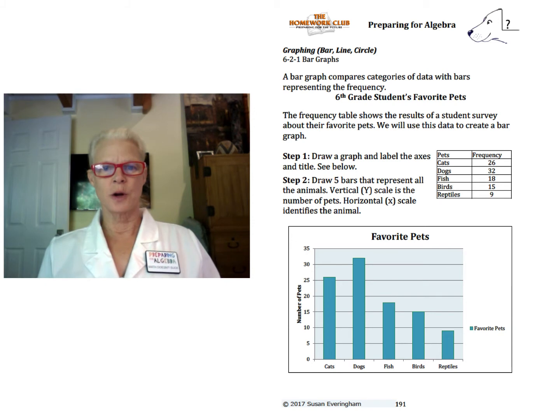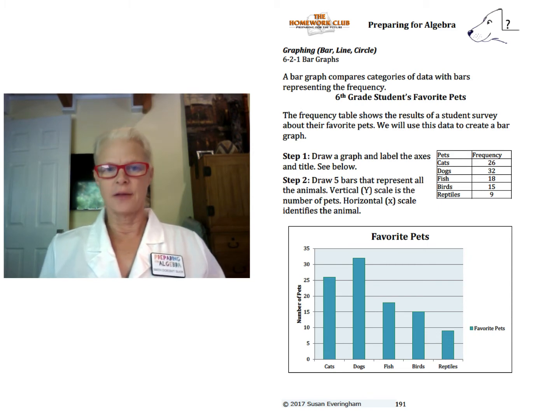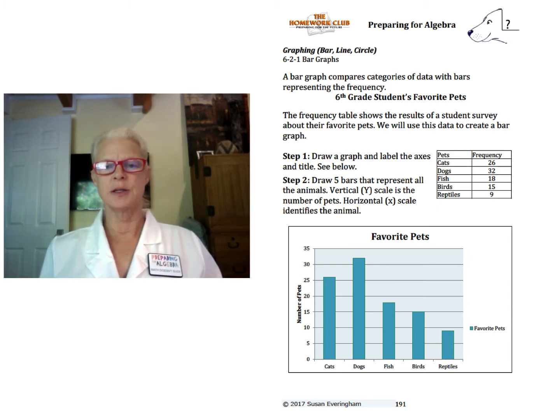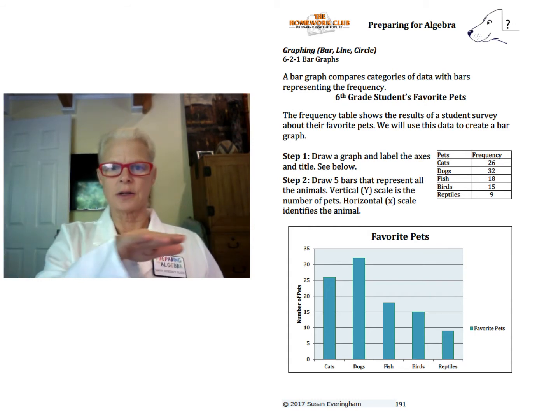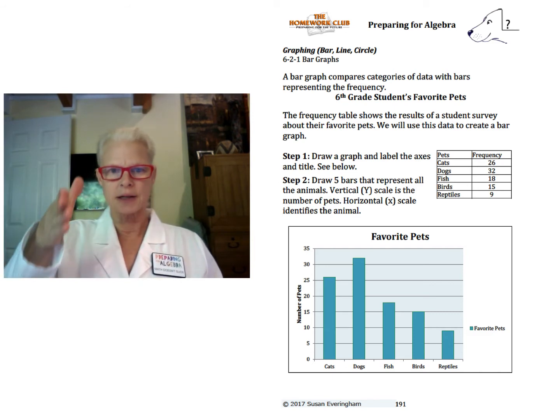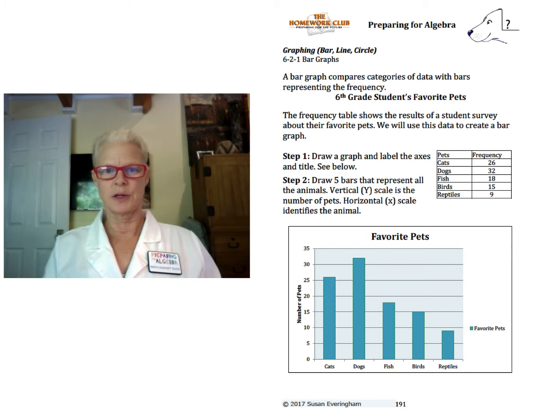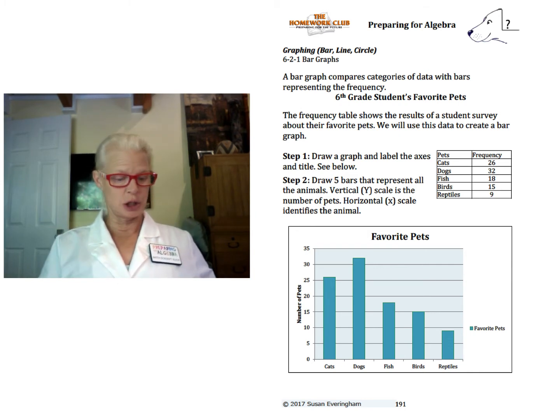My name is Susan. We're on page 191 and 192. We're looking at bar graphs right now. And the thing to remember on this page is to label the x-axis and the y-axis. The x-axis is horizontal and the y-axis is vertical. Those are the two things you really need to remember to label.